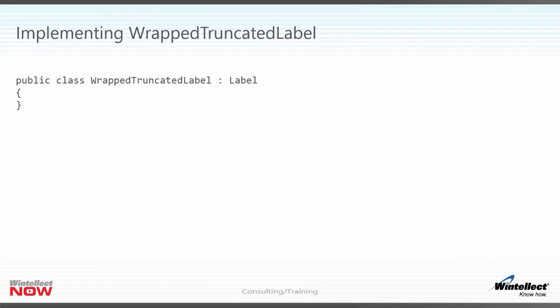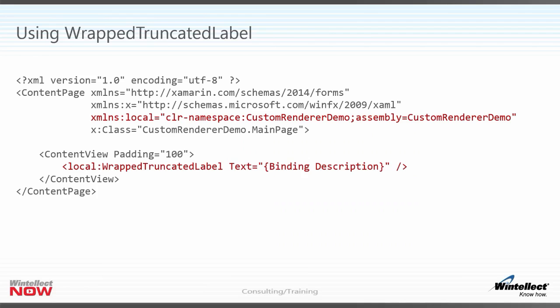Xamarin Forms has built into it, for example, platform-specific renderer classes named Label Renderer, whose job it is to render out the native controls on the different platforms. The cool thing is you can write renderers of your own, which allows you to build custom controls extending Xamarin Forms, or to modify existing Xamarin Forms controls by seeing and modifying the native controls that they're rendering out. So let me walk you through a quick example of this.